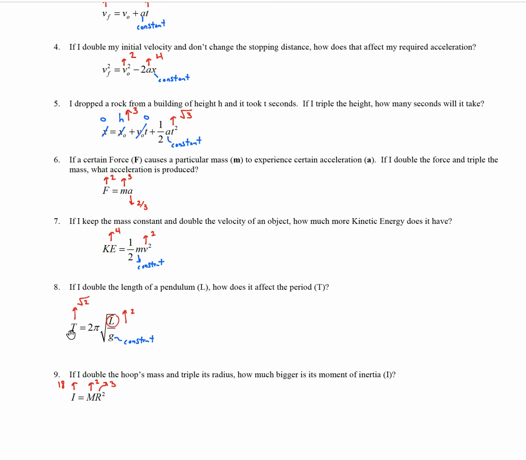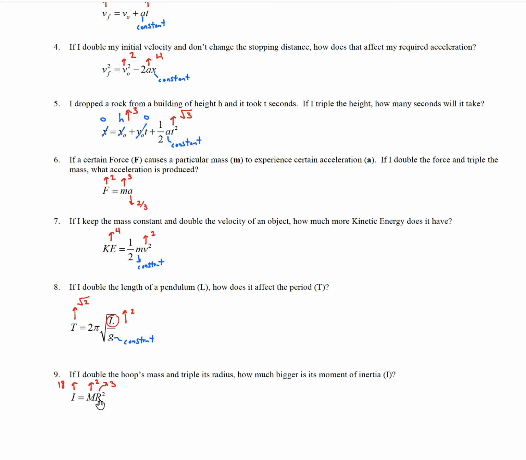But look, T is proportional to the square root of L. Whatever you do to L, you end up taking a square root first before it actually affects the period. So if you double L, you actually only increase that side of the equation by radical 2, which means then the period of that thing will go up by radical 2. So lengthening the pendulum does make the period longer, but it's not the same factor. Doubling the length makes the period go up by radical 2.